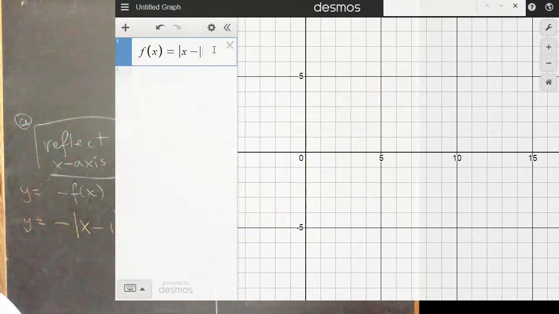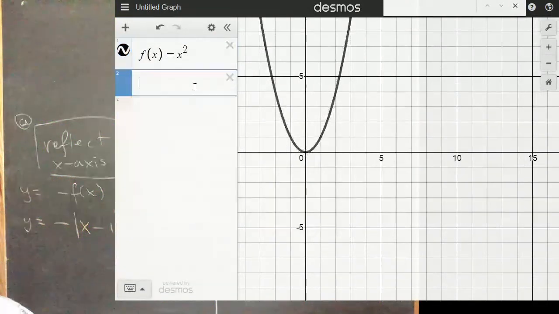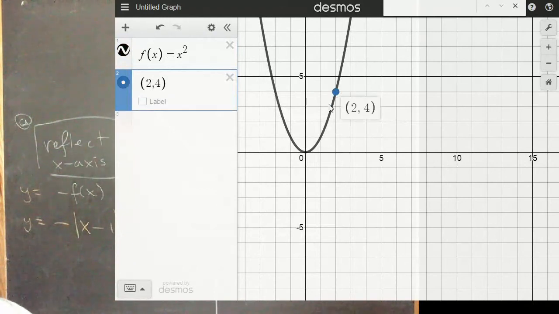So the first function we'll look at is a familiar one, the quadratic f of x equals x squared. Okay. And again, the way you do this, you just plug in values. If I plug in 1, I'm going to get a value of 1. If I plug in 2, I'm going to get a value of 4, and so on and so forth. So I've got my parabola here. And you'll notice that if I were to reflect, say, this point here at 2, 4, I could just type it in, so 2, 4. So this is the point 2, 4.